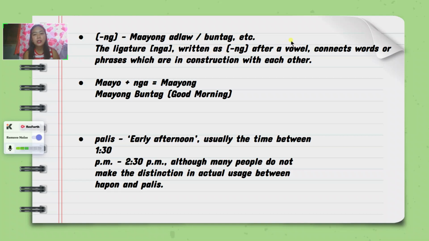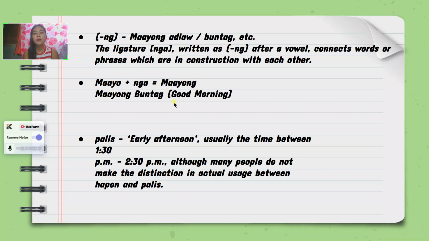The ligature nga written as ng, after a vowel, connects words or phrases which are in construction with each other. So look at this one. The root word of maayong is maayo. So, instead of saying maayo nga adlaw, we say maayong adlaw. So the phrase is shortened and we add ng to the word maayo. Okay, maayong adlaw.